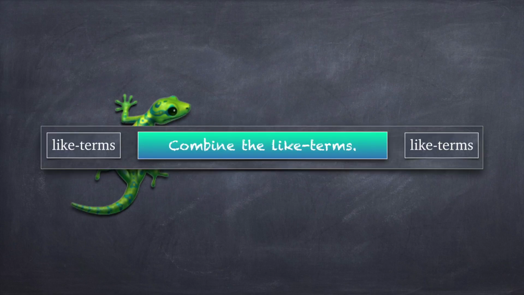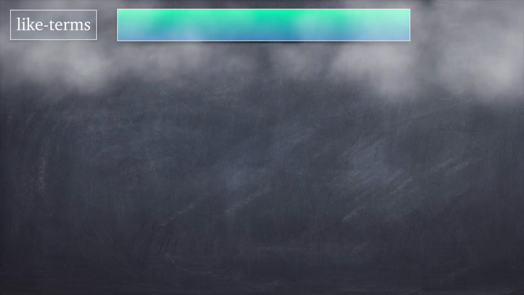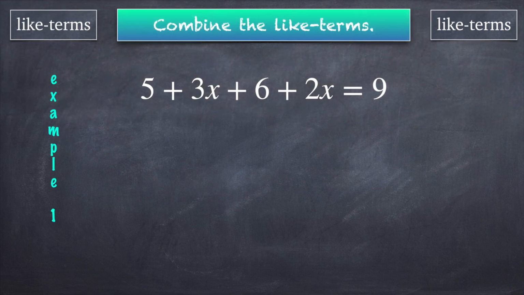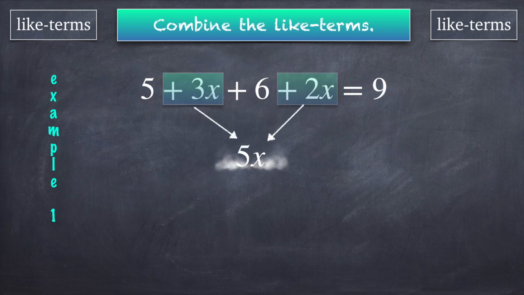All right, today we're going to learn a little bit about combining like terms. Like terms are very big in algebra. Super important to understand what like terms are. Here's our first example. The 3x and the 2x are alike, so we can add those together.